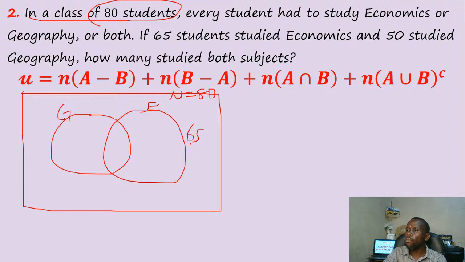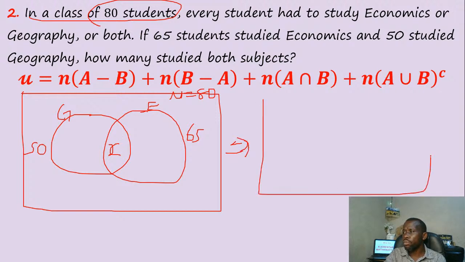Now, what is the next one? 50 study geography, right? How many study both subjects? We don't know how many study both subjects, so let's say X for the intersection. That means I have to redraw it in this form.